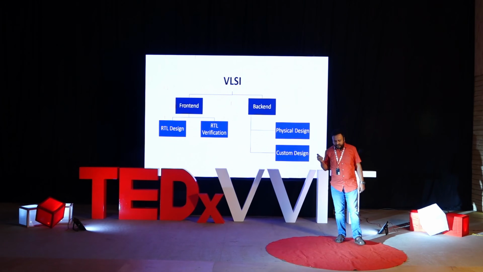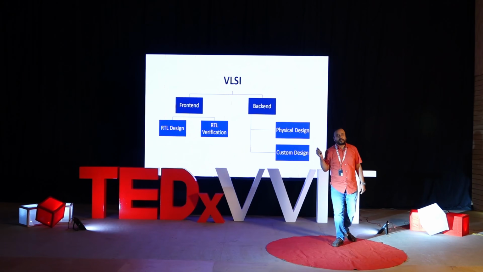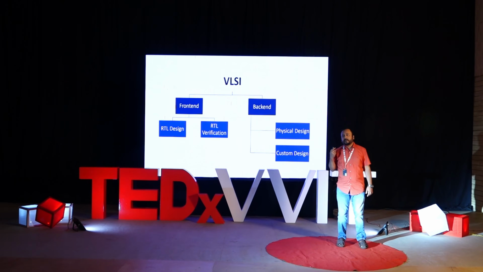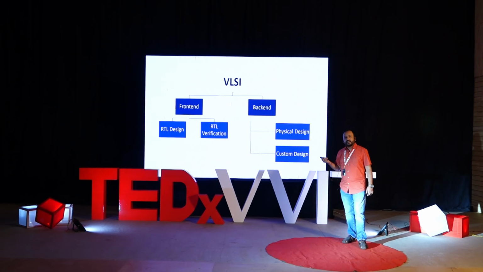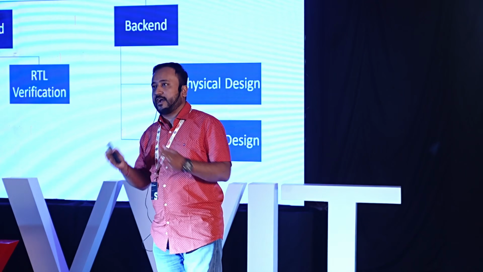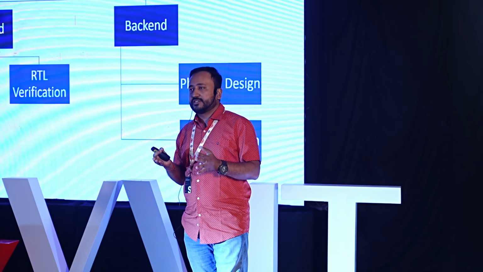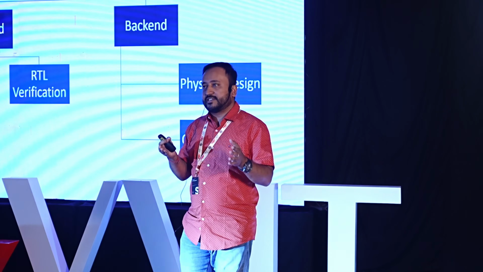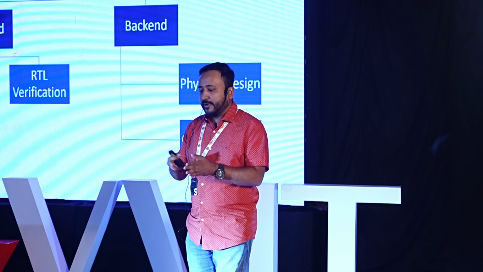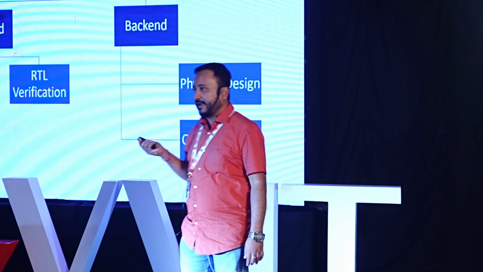VLSI can be subdivided into primarily two categories. One is the front end, and the other one is the back end. Front end is the part which deals with the design and the verification of the circuit, and the back end is the part which deals with the layout, like how the chip looks, its interconnection between the different blocks, then placing the logic cells into the block, and all those routing plans. How the chip looks when it gets integrated into a processor, smartphone, all those kinds of things are in the back end.